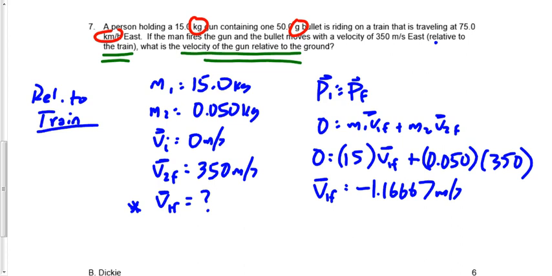No, this is the velocity of the gun relative to the train. And that number should make sense, right? Bullet goes forward at 350, gun goes backward, but a lot slower, right? How come the gun goes backward a lot slower? Kenzie, how come the gun goes backward slower than the bullet goes forward? Well, the gun's pushing the bullet, bullet's pushing the gun, equal and opposite forces, but the gun goes backwards a lot slower because it's a lot heavier, right?